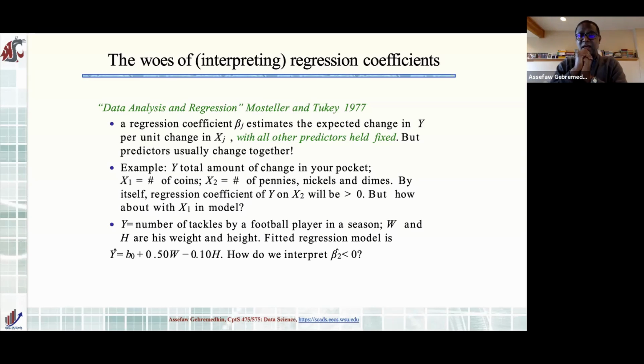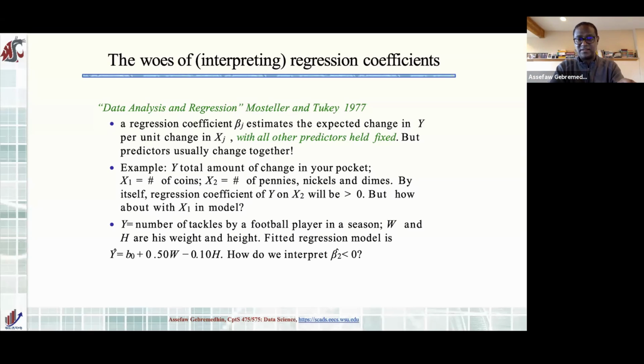The second example will appeal to those of you who like sports, and I know at least one or two of you would want to do a project on sports analytics. Here is a model based on real data about football. The thing to be predicted, y, is the number of tackles by a football player in a season, where the weight and height of the players are given. The regression model looks like this: y, the number of tackles, equals some intercept, beta 0, plus coefficients for weight and height. Now look at what those coefficients are.